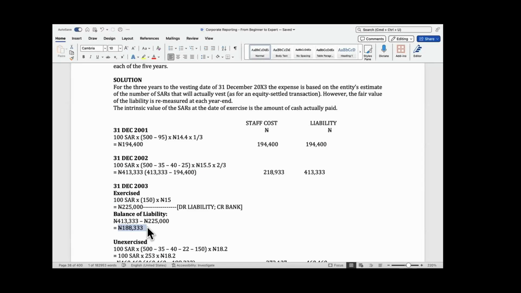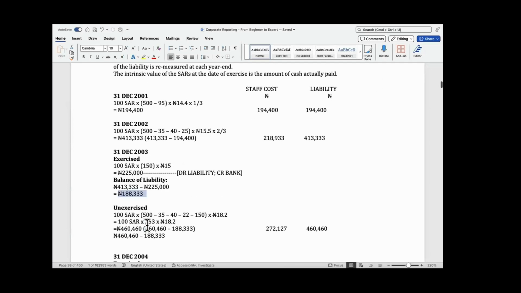Now that 150 has exercised, what is the remaining value of this option at the end of year 3, which I call the unexercised? Don't forget, 100 options or SARs. We had 500 employees. 35 actually left in year 1, 40 left in year 2, 22 left in year 3, and now 150 has exercised.